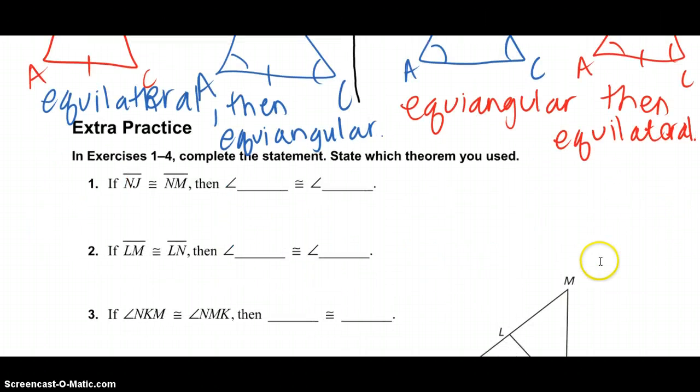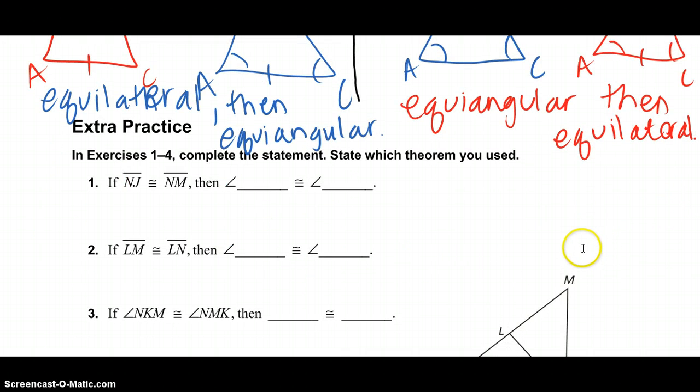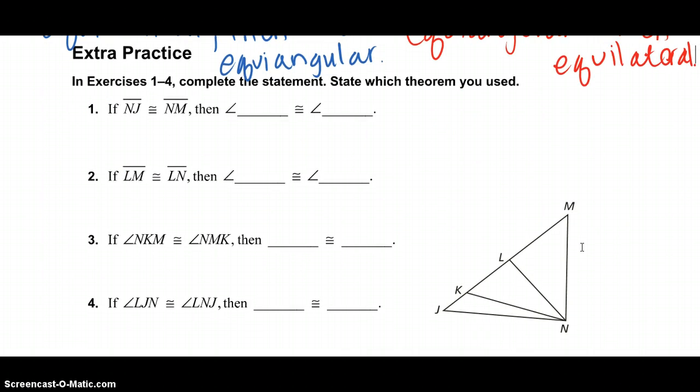Okay, so moving on to some practice problems. This is at the bottom of page 141. So let's go ahead and look at numbers 1 through 4. It says to complete the statement and use the theorem, or state the theorem that you use. So number 1 says if NJ is congruent to NM.